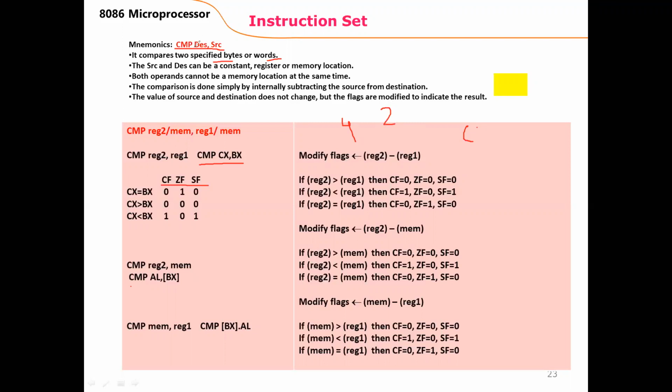Both operands cannot be in memory locations at the same time. We need to take care of it. What we are doing is subtracting the source from the destination. That means we are performing the 4 minus 2 operation, and depending on the result value, the status of the flags will change, and that will define which number is greater.